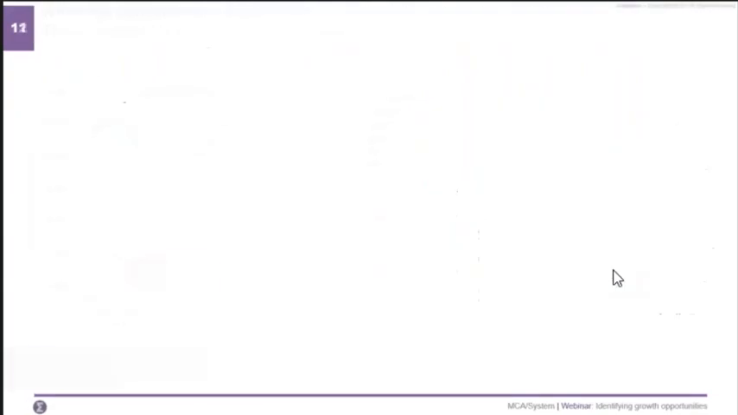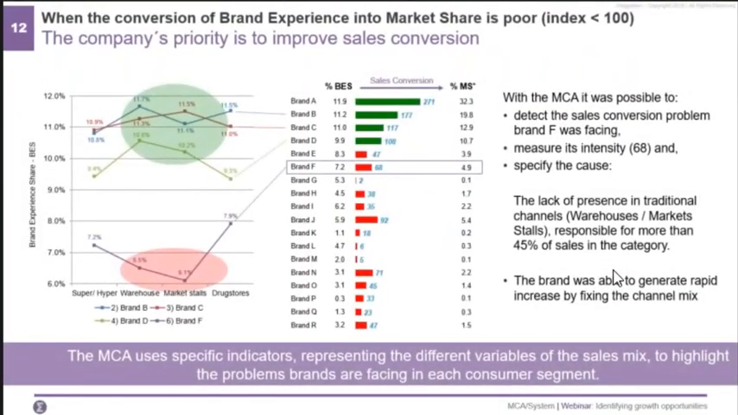Now, the other scenario that we talked about a little earlier is if in your line of sight your communications overall are working well, but they are failing to turn into a market share outcome, so your sales conversion is weak, then how does this tool help you?